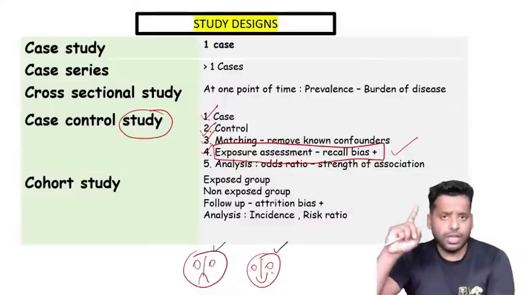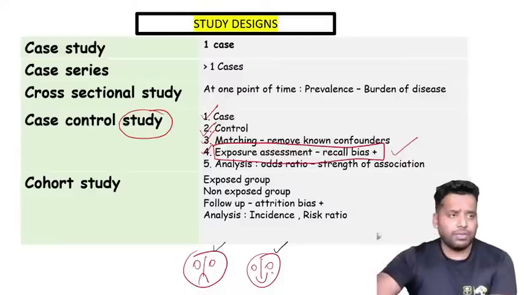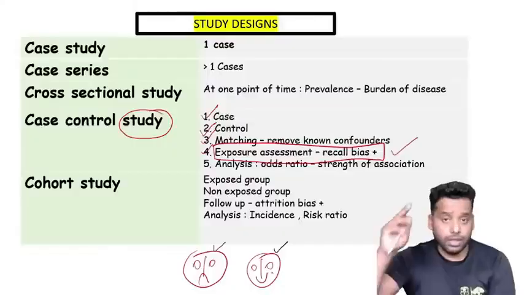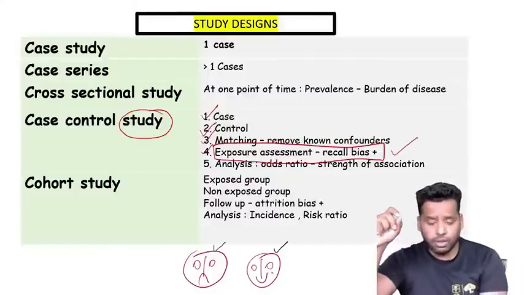Sir, one cigarette, I can remember now. I had one cigarette just after the exam, maybe whatever the exam he has taken. After that, I had once. That extra effort is putting. This is recall bias. Tell me yes or no.